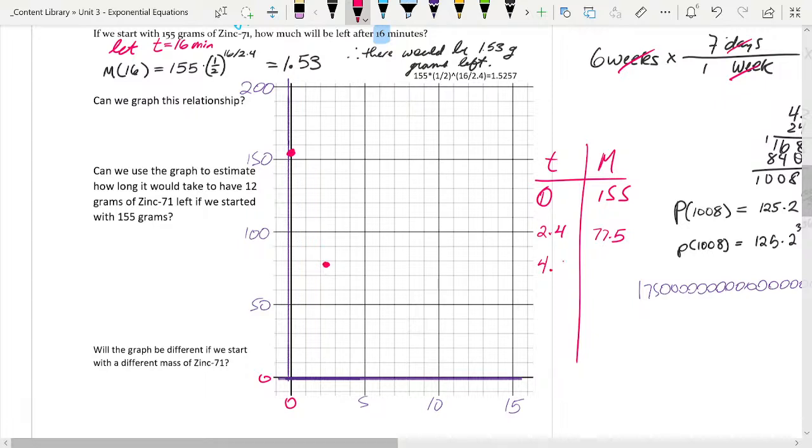So let me graph this. 4.8. And what's half of that? It'd be 35 plus another 3, so 38.5. So it'd be 38.75, I think. Can someone check that? Did I get it right? It's a miracle. So that'd be about there. What would the next doubling point be?